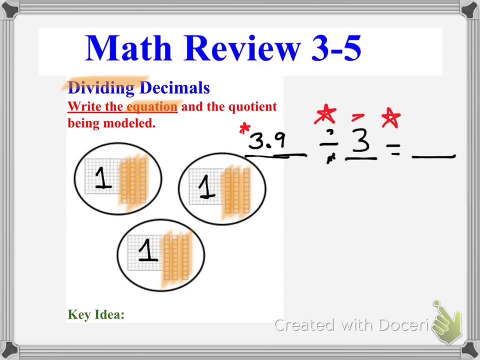The divisor is going to be 3 because you're dividing by 3 groups. So that's going to give you the next star. And then your quotient is how many you have inside each and every one of those groups. So inside the first group you have 1 whole and 3/10. So that's going to be your quotient, 1 and 3/10. That's the last star for the equation.